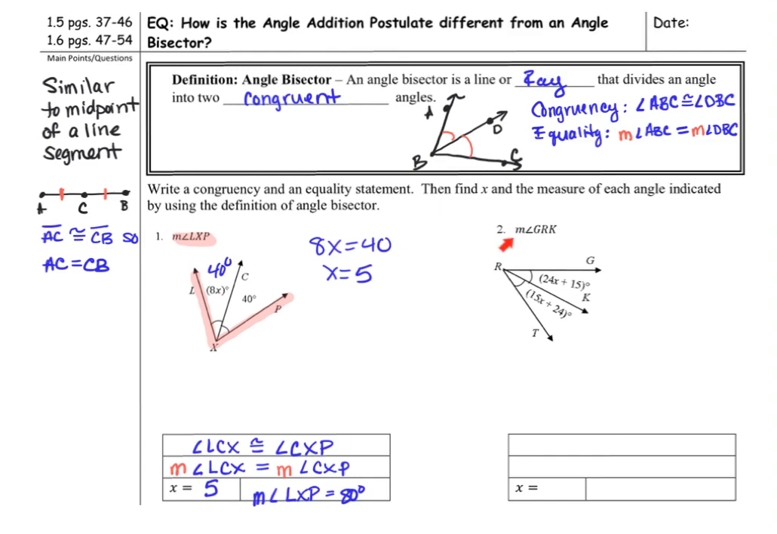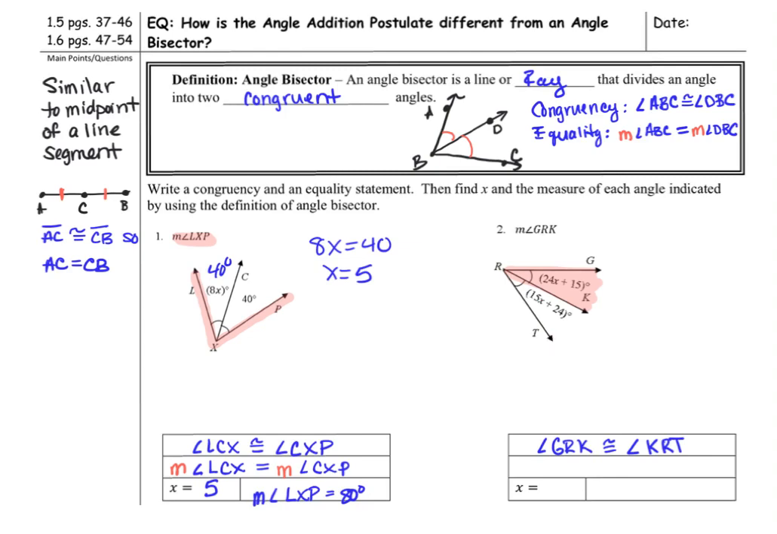So for the next example, we're finding the measurement of angle GRK. So that's GRK. I'm going to go ahead and highlight that so I know that at the end, that's the angle that I have to solve for. So let's look at our diagram. We have these two little arc marks, which means that this ray is bisecting the larger angle. So I know that this side is equal to this side. Go ahead and write your congruency statement below. So I wrote that angle GRK was congruent to angle KRT.